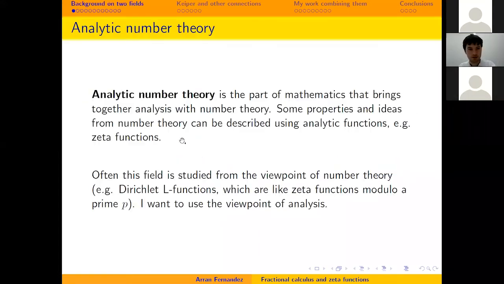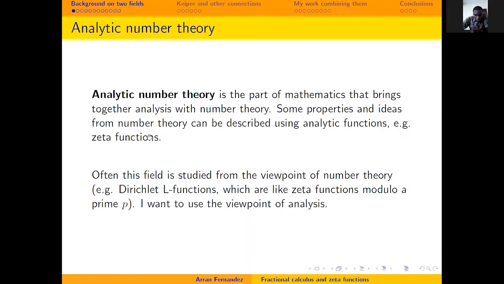So let me start with analytic number theory. This is where zeta functions come from. This is the part of mathematics that brings together analysis with number theory. It's analytic number theory because some properties and ideas from number theory are applied using analytic functions. This connection is useful because there are number theoretic things that can be described using analysis, and zeta functions are a particularly important example of this. I'm going to define zeta functions on the next slide.